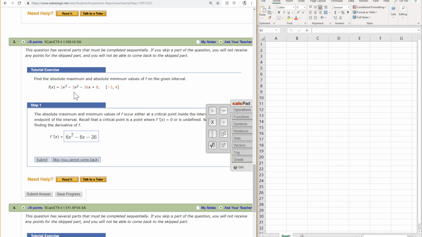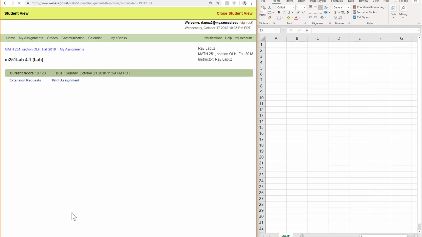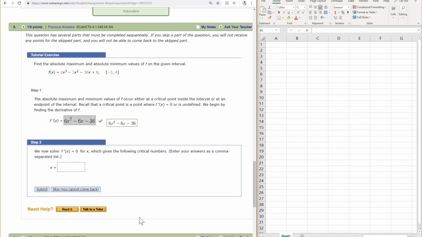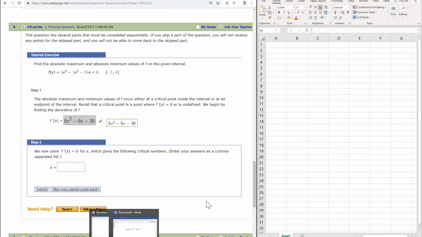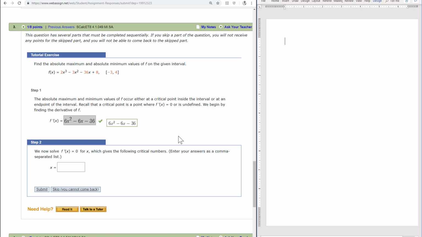So this is our derivative. Now we're interested in setting this equal to 0, so we might need to do a little bit of work here. Let's figure that out. We have 6x squared minus 6x minus 36, and we want to set that equal to 0.